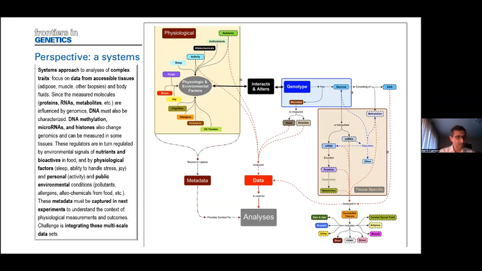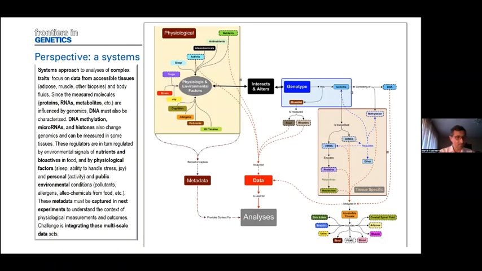So we focus here on data from accessible tissues that can be adipose or muscle tissue or other biopsies, and body fluids like plasma and urine. And since the measured molecules, proteins and RNAs and metabolites, are all influenced by genomics, DNA must also be characterized, of course. And then we have epigenetic events like DNA methylation, microRNAs, and histones, and they also change genomics and can be measured in some tissues. And these regulators are in turn regulated by these environmental signals of nutrients and bioactives in food, for example, by physiological factors and personal and public environmental conditions.